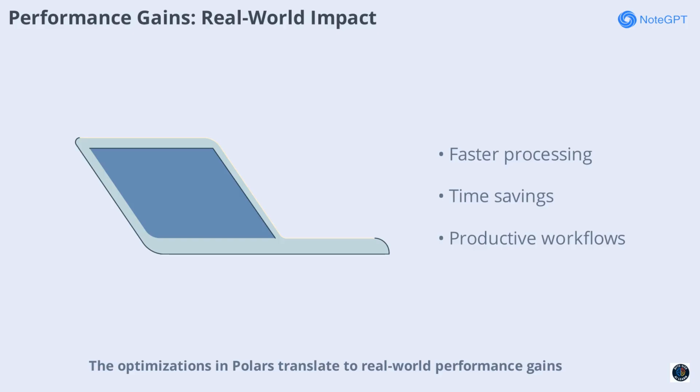Optimizations in Polars translate to real-world performance gains. Whether you're reading massive CSV files, running complex group by operations, or filtering large datasets, you'll notice significant speedups compared to traditional tools. These improvements can save hours of processing time and make your data workflows more productive.